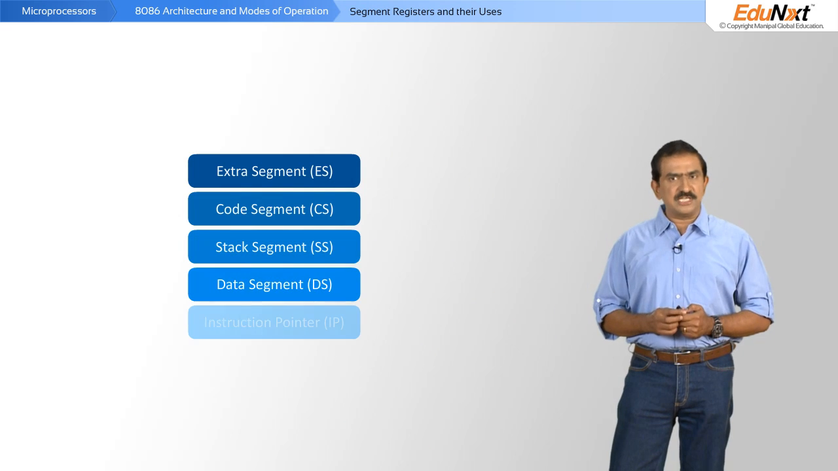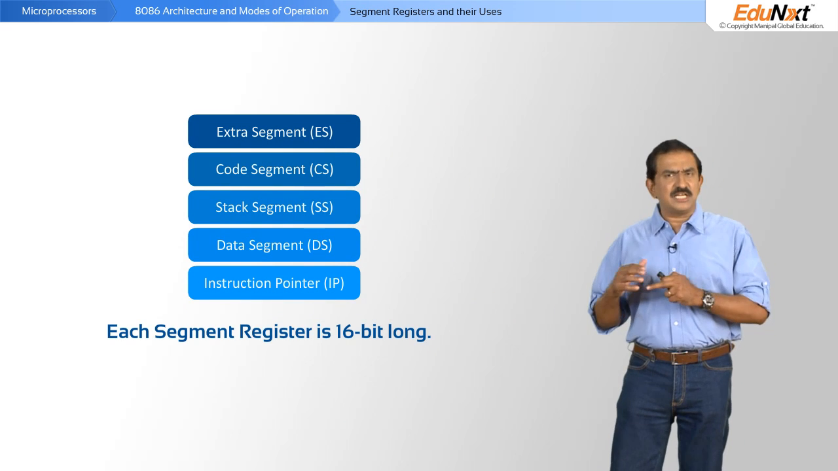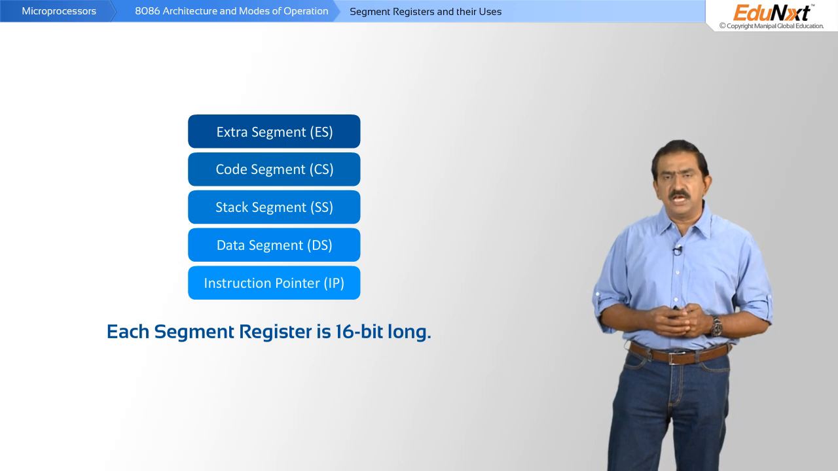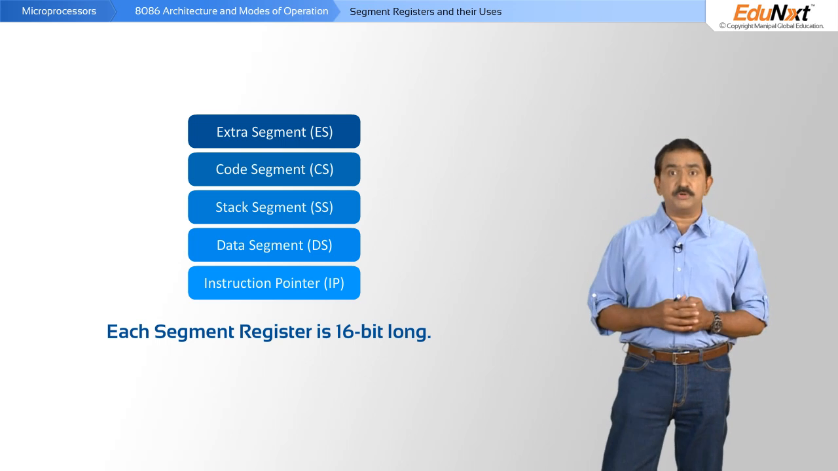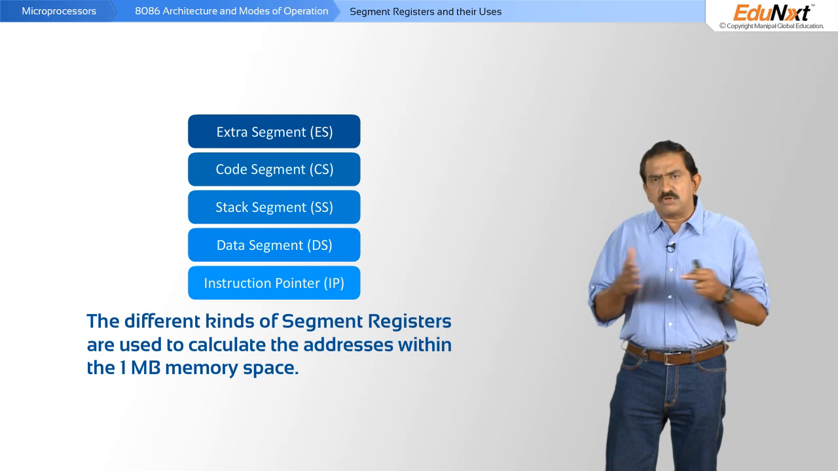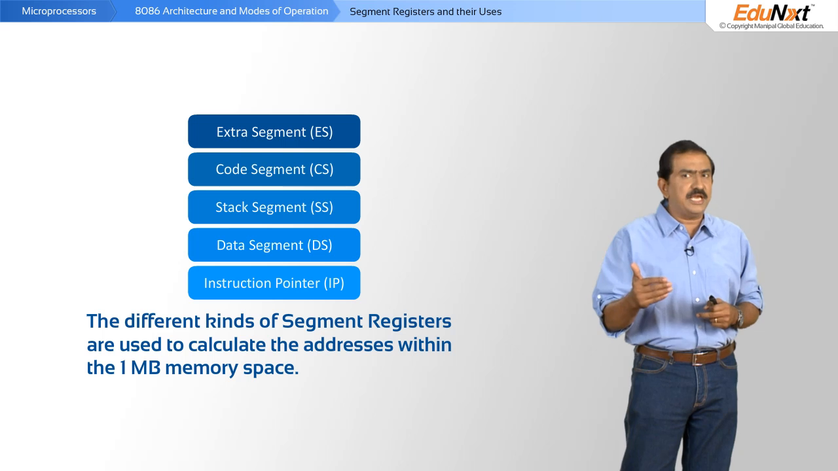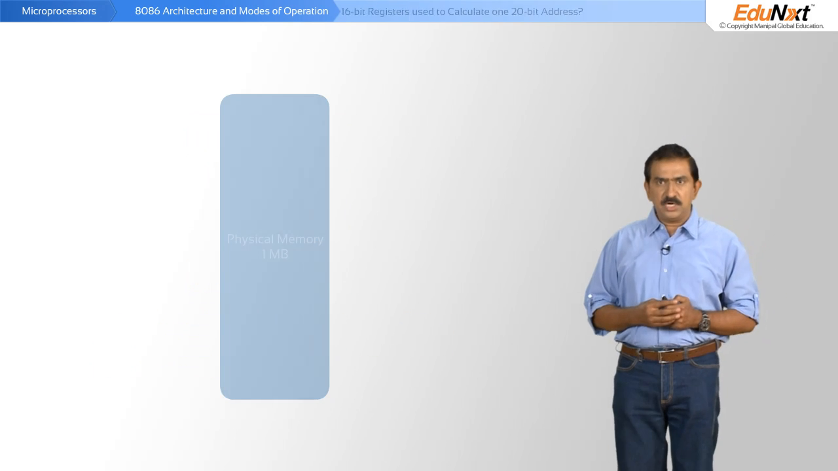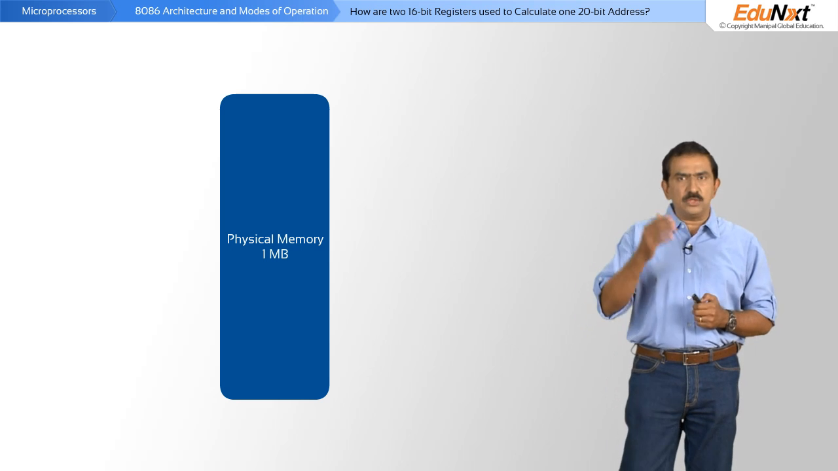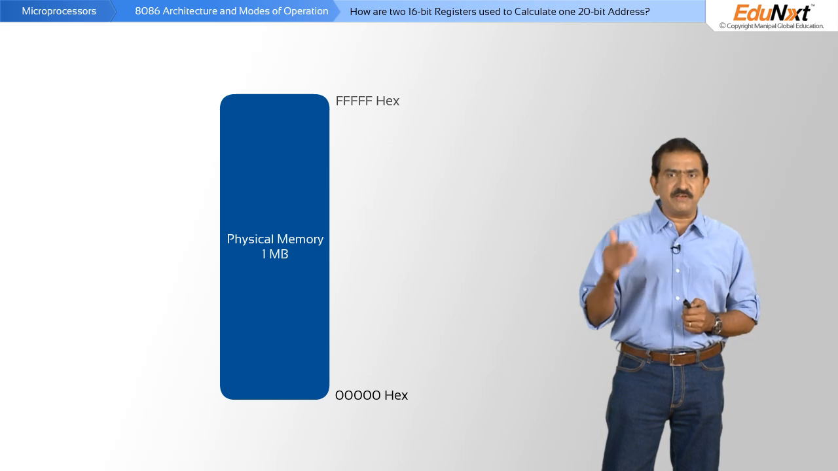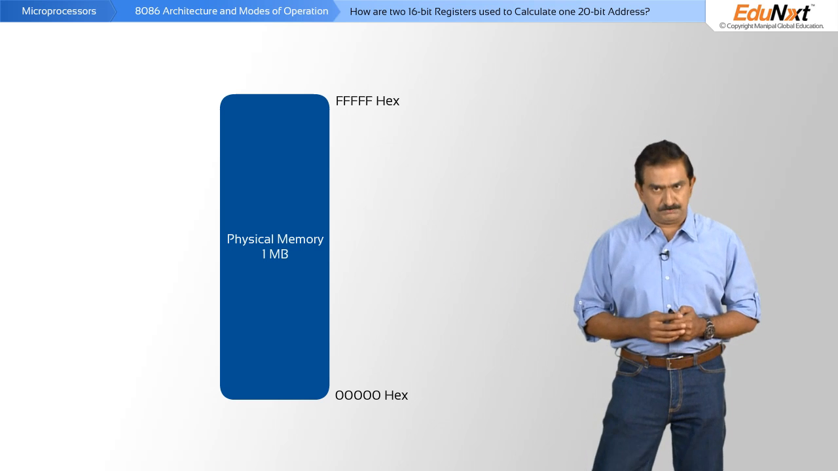Let's now focus on the segment registers. The segment registers are each 16 bits long, used for specific operations, and segment registers of different kinds are used to calculate the addresses within the memory space of 1 megabyte. How is this done? Let's look at this figure. This is the 1 megabyte memory space of the processor, 0000 hex to FFFF hex.